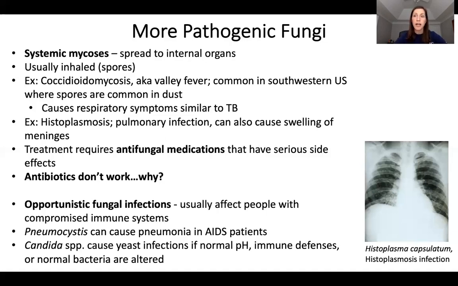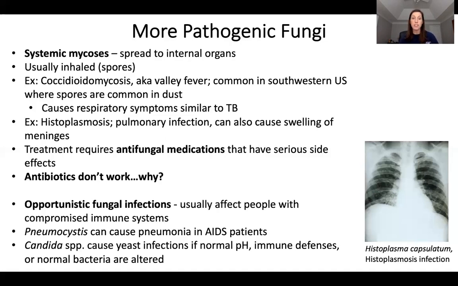There's also a category of what we call opportunistic fungal infections. Any pathogen can be opportunistic. That just means that they are generally harmless, but if there is an opportunity, hence the term opportunistic, they can take hold. So we're usually talking about people who have compromised or under-functioning immune systems. So a really good example of this, an example of an opportunistic fungal systemic mycosis is pneumocystic pneumonia.